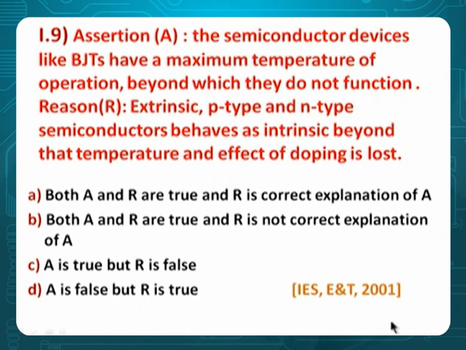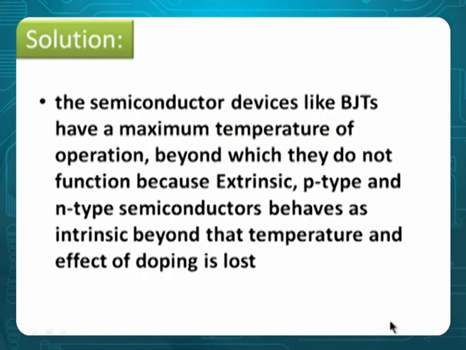Now, the question is, are they linked or unlinked? This is an IES question, ESE 2001. Both are linked. When the temperature is increasing, both statements are true. When the temperature is increasing, automatically an extrinsic semiconductor becomes intrinsic. Therefore, the transistor also fails. That's why it's not only the semiconductor material that has a temperature range, the semiconductor devices also have a temperature range.